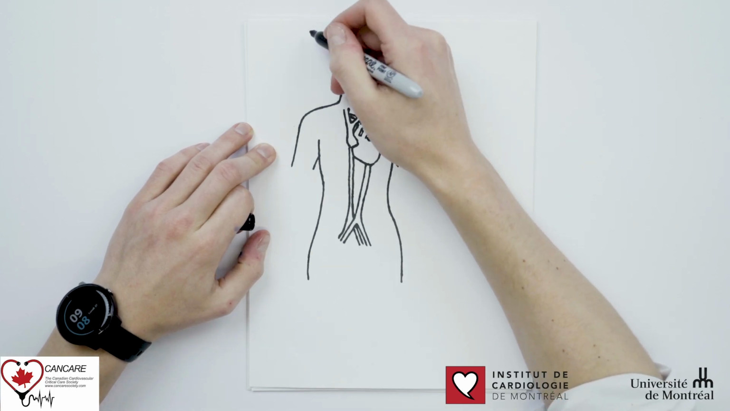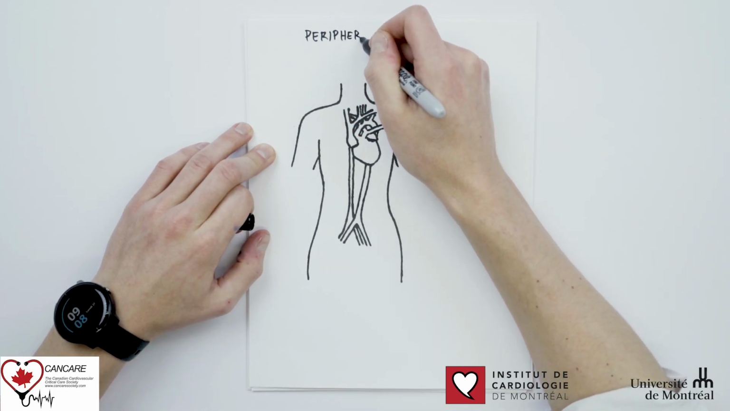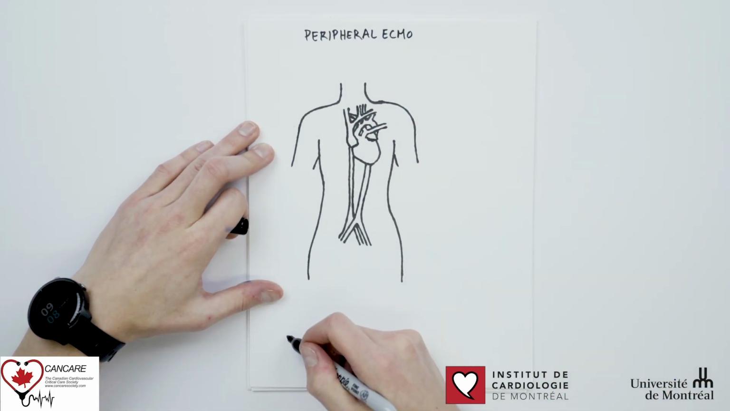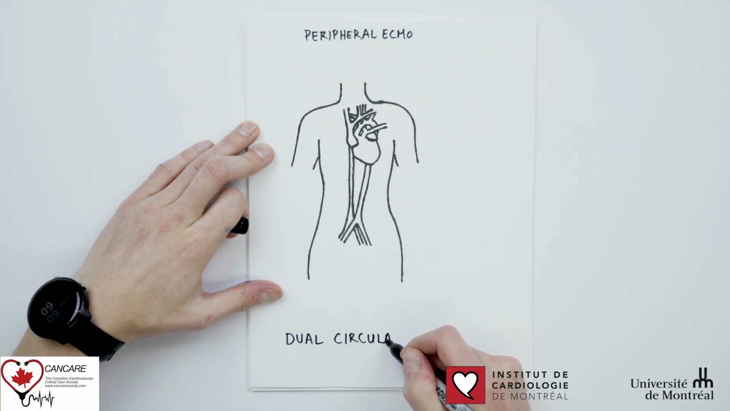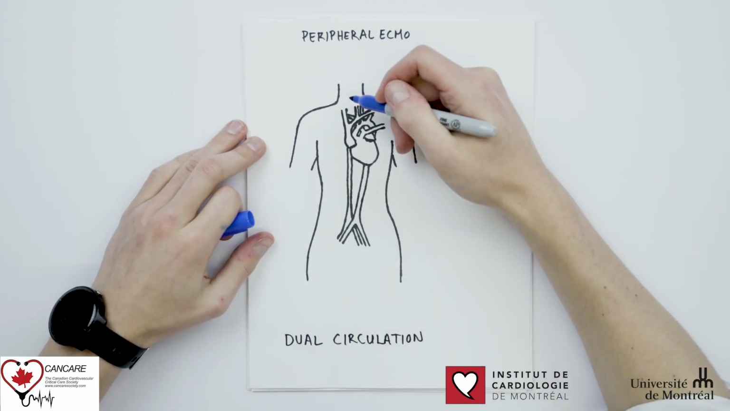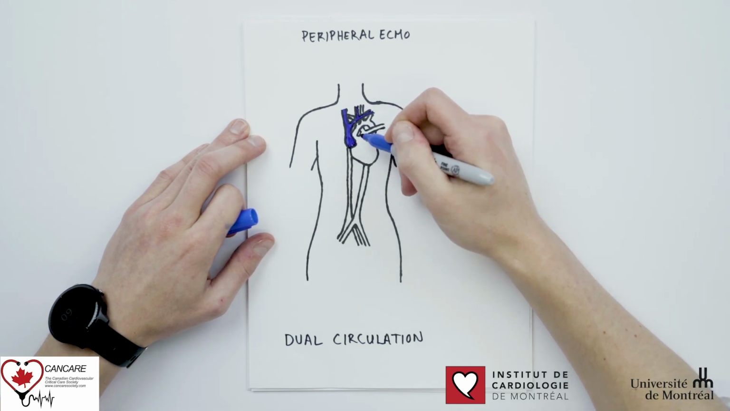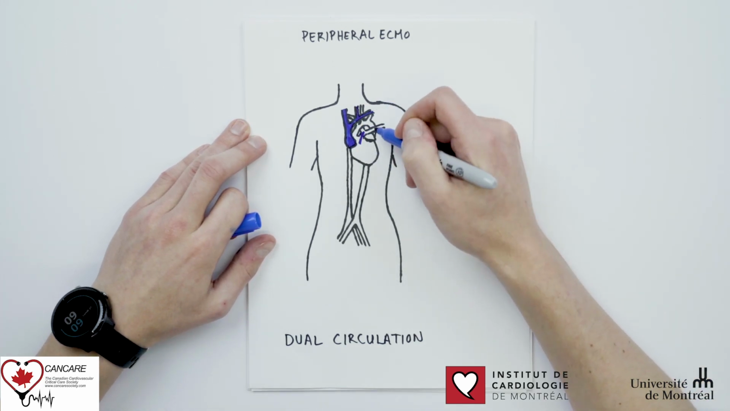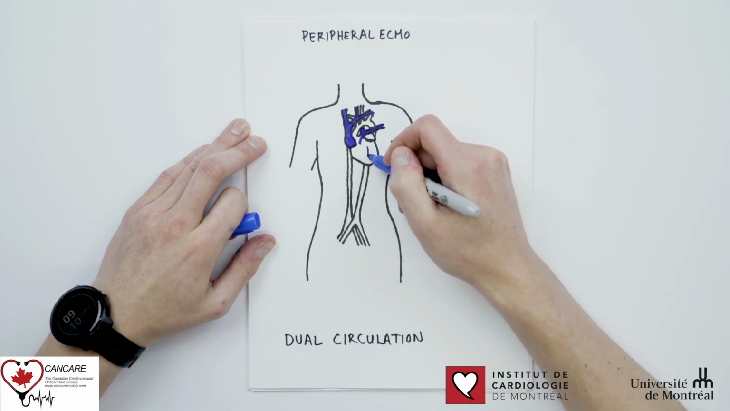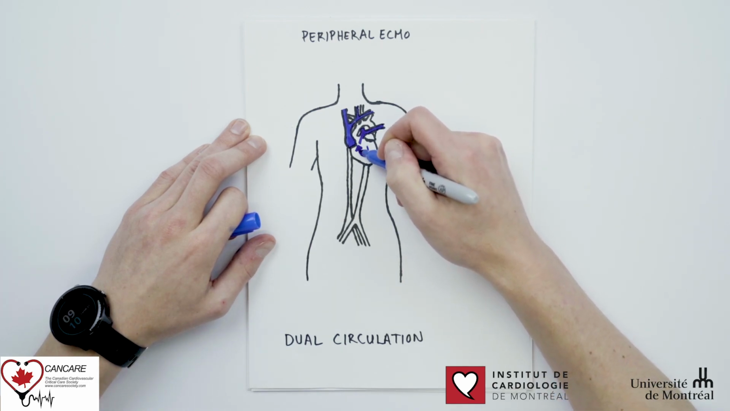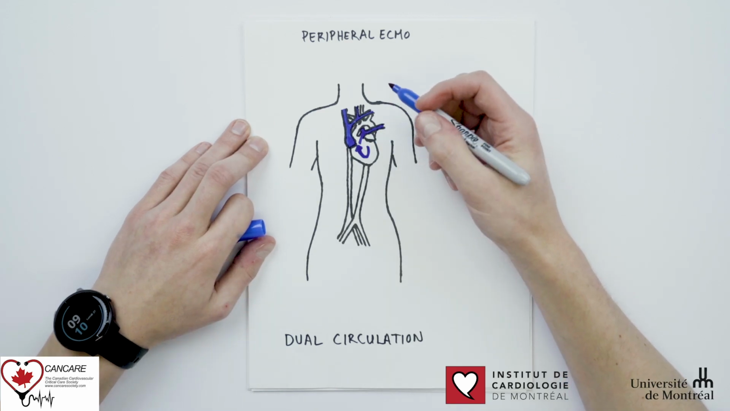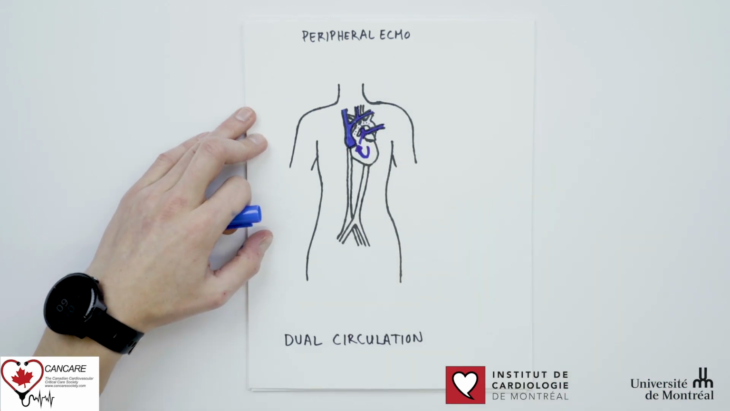It should also be emphasized that this complication is encountered in the context of peripheral ECMO and the formation of a dual circulation. The deoxygenated blood from the upper body is drained in the superior vena cava, returns to the right atrium, goes through the pulmonary circulation where gas exchange is impeded, before going back to the left atrium and left ventricle, where it is ejected in the ascending aorta.